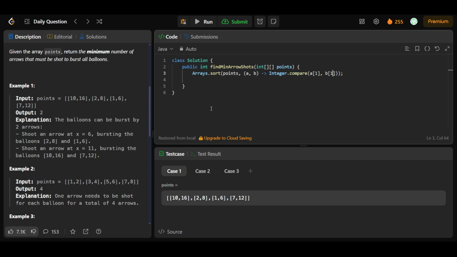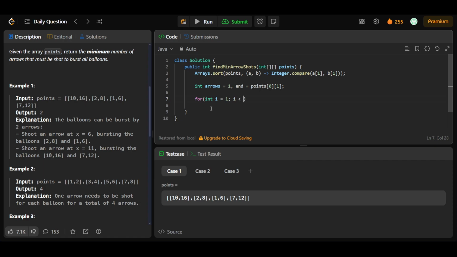And now let's move to the answer space. We'll be iterating over the sorted array, and the number of arrows will be at least one, because we'll be needing at least one arrow to burst the balloons. Let's say our ending point is points[0][1], so that is my ending point. Then I'll be traversing the points array, for int i equal to 1, i less than points.length, i plus plus.